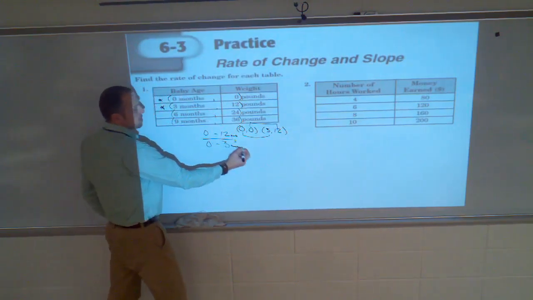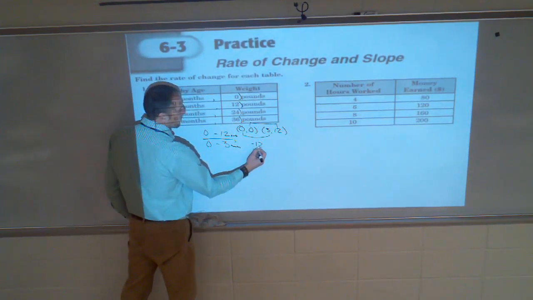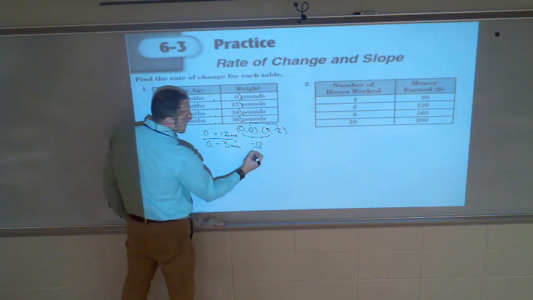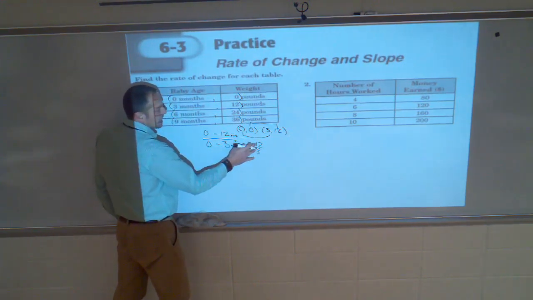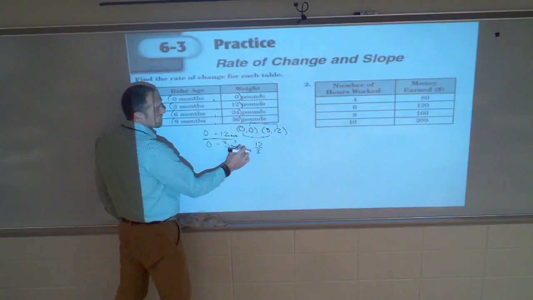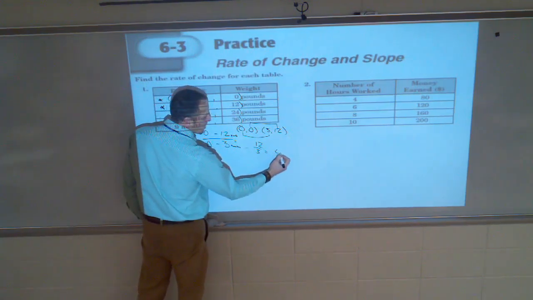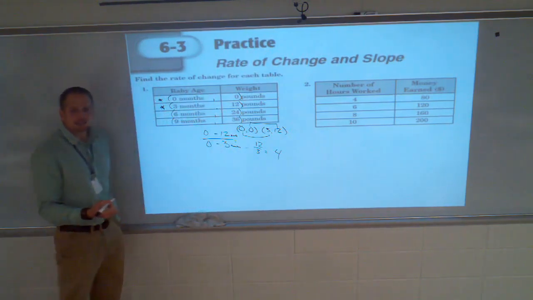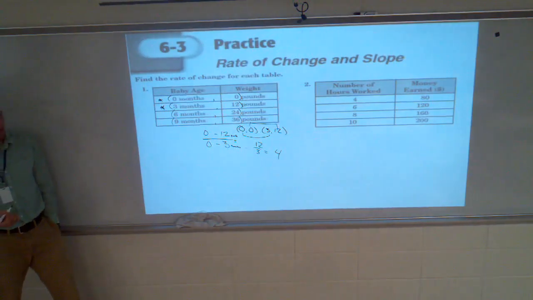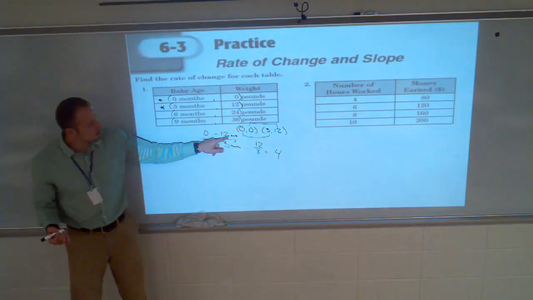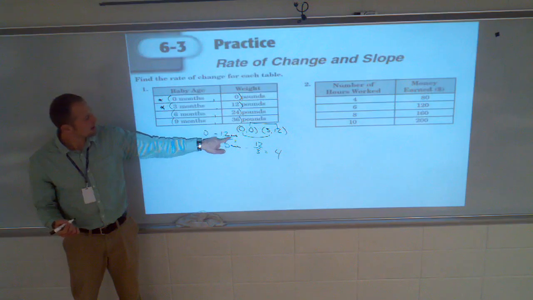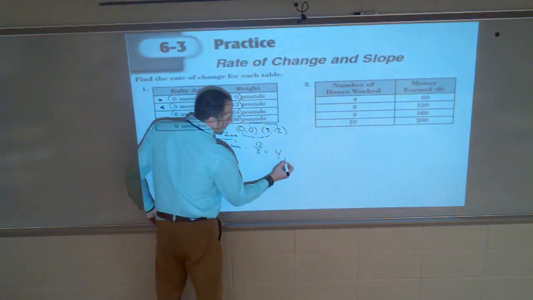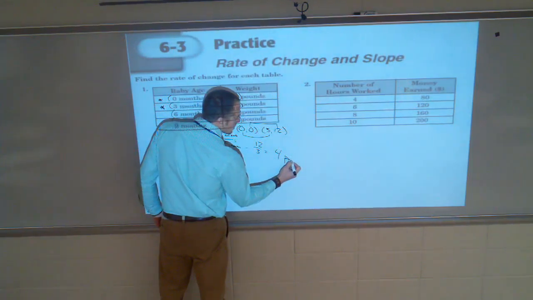Alright, so over here, 0 minus 12, that's going to be negative 12. 0 minus 3 is negative 3. A negative over a negative is a positive. And 12 divided by 3 is 4. Now, since it is a rate, I need to have a label. Come back over here and look at the labels we already put in here. And this is pounds per month. So 4 pounds per month.